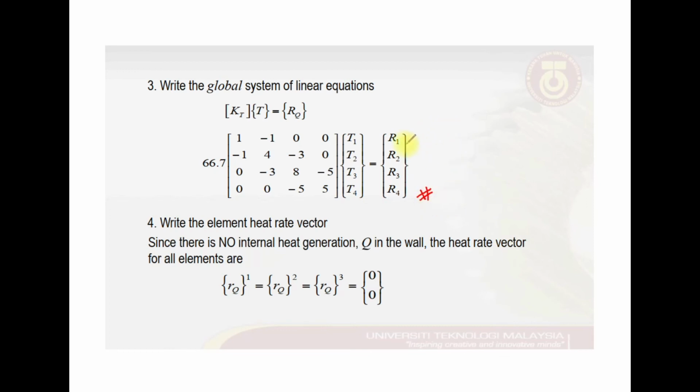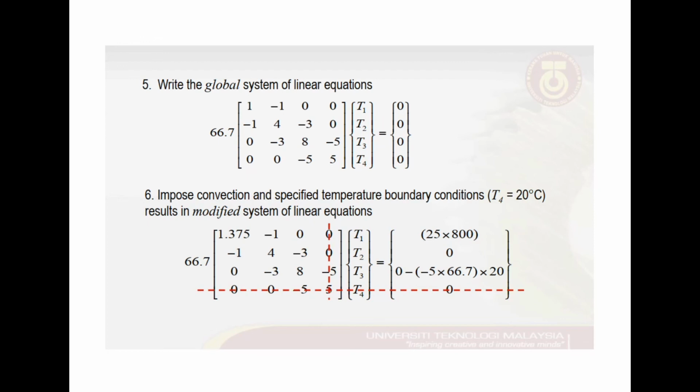So for the heat rate vector R, since there is no internal heat generation occurring in our system, all the terms for R will be equal to 0. At this stage we can replace the heat rate vector with all zero values, but up to this stage the boundary conditions are still not included.